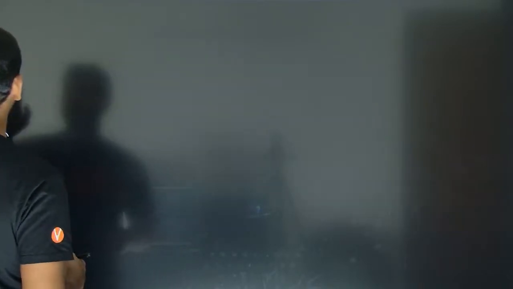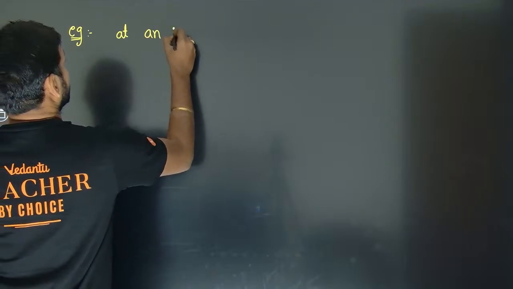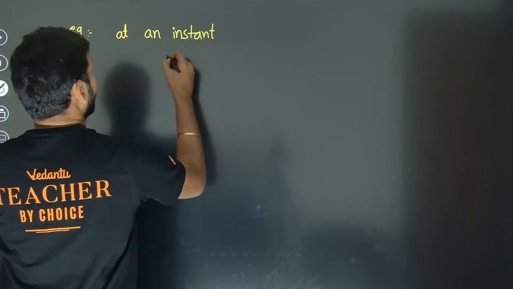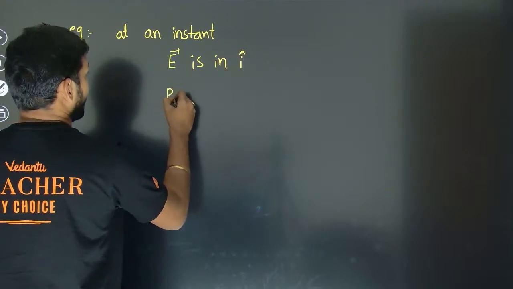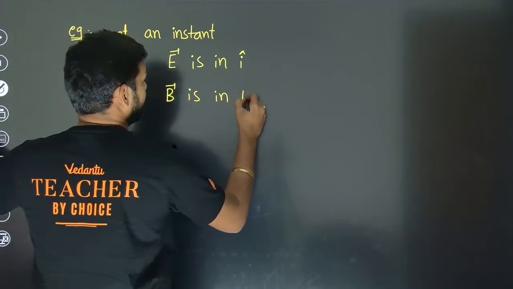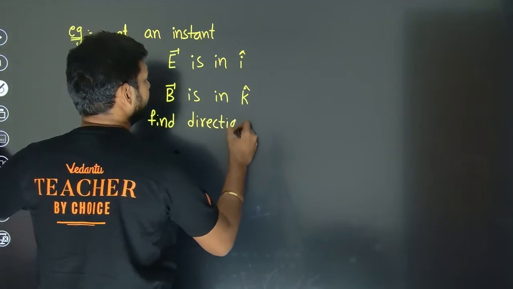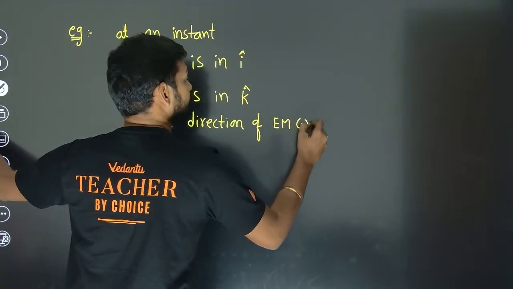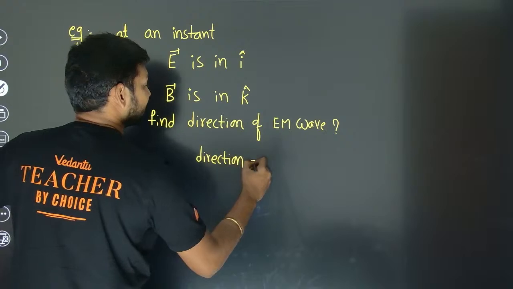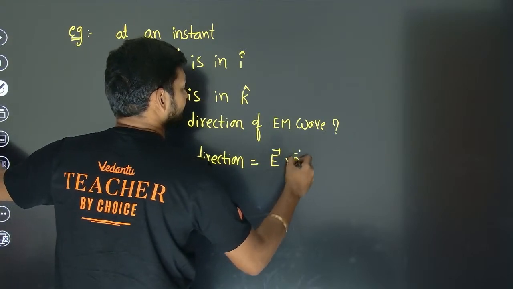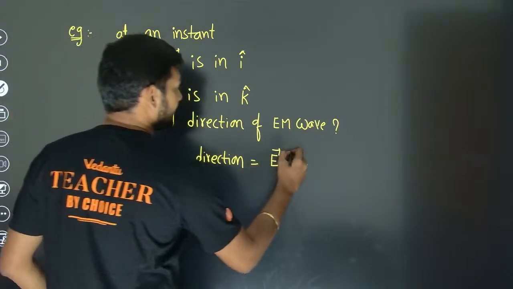For example, let me give you one example. At an instant, the electric field is in the I cap direction, the magnetic field is in the K cap direction. Find the direction of propagation of the EM wave. As I said, the direction of the EM wave is the same as the direction of E bar cross B bar.